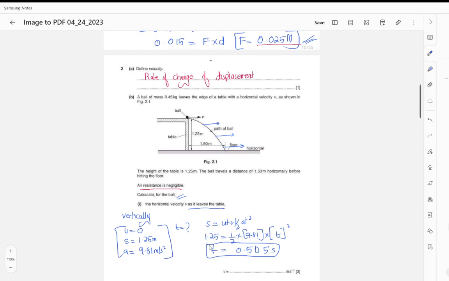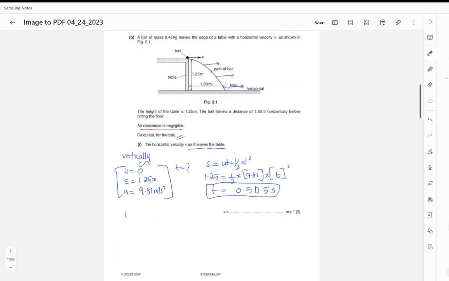So now we can find the horizontal component, and for that v would be equal to the distance over time. The horizontal distance is given to us as 1.5. So 1.5 divided by this time 0.505 gives 2.97. I'm just going to round it off to one significant figure, so this becomes 3.0 meter per second. So I got this answer.